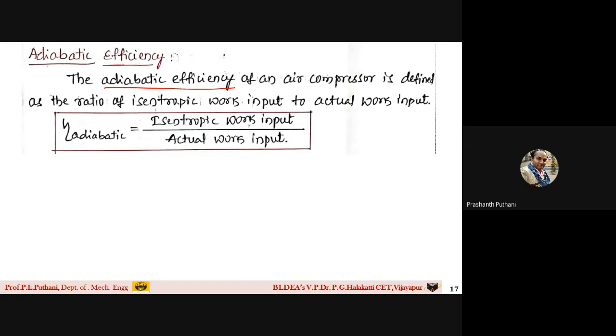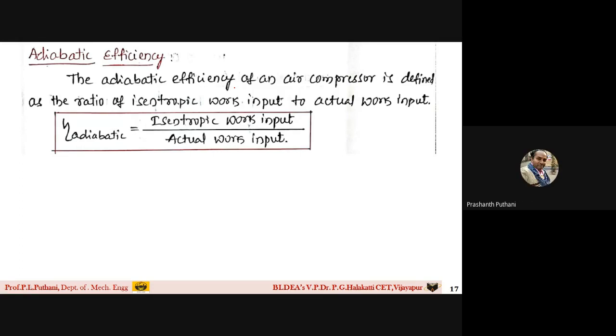So generally, what do you mean by adiabatic process, students? For adiabatic process, what is the heat transfer? Do you understand my question? What is the value of Q? Zero, sir. Zero, right?